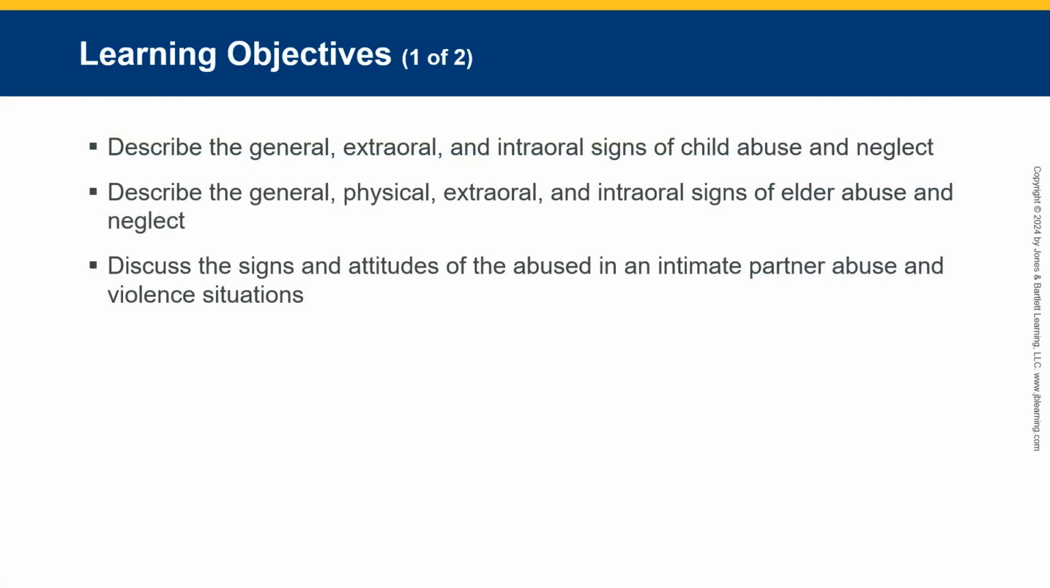In this chapter, you're going to be able to describe the general extraoral and intraoral signs of child abuse and neglect. You're going to be able to describe the general physical and extraoral and intraoral signs of elder abuse and neglect. And we're going to discuss the signs and attitudes of the abused in an intimate partner abuse and violence situation.